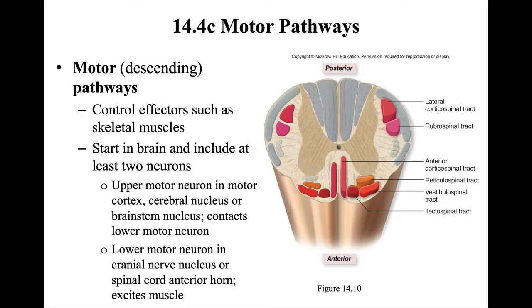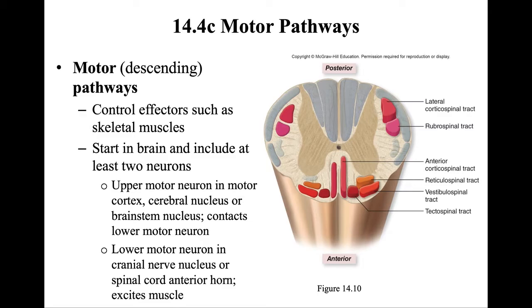So we're going to go down this picture here on the right. The first one you need to know is corticospinal. So again, it makes sense. It starts off at the cortex of the brain and goes down the spinal cord. The next one you see there is rubrospinal. The next one after that is reticulospinal. The next one after that is vestibulospinal. And the next one after that is tectospinal.